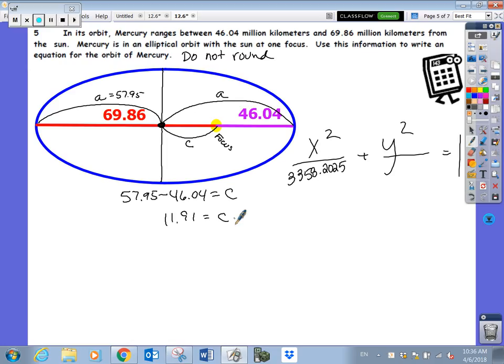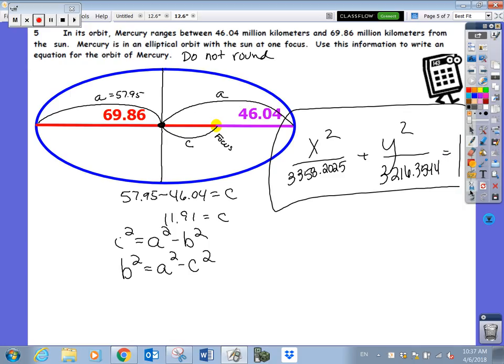Now we can find b. Our equation is c squared equals a squared minus b squared. If we bring the b over to the left, it becomes positive, a squared minus c squared. So we take that 3,358 number and subtract 11.91 squared, and you're left with your b squared, 3,216.3544. All that matters is what b squared is. It doesn't matter what b is. And then you just put it under y, and there's your equation.